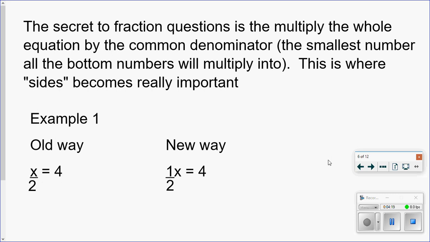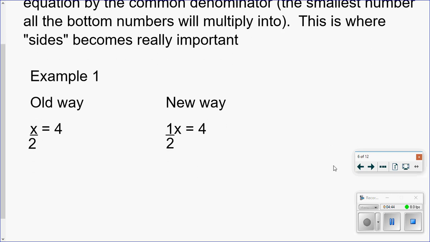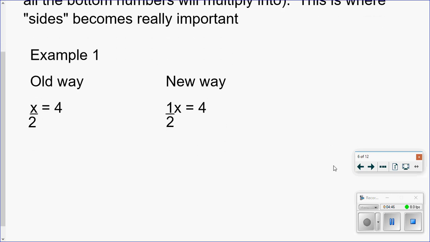Now, the secret to dealing with fractions is to make them stop being a fraction. And how we do that is by multiplying by the denominators. Now, you have to be careful about the signs. Not with this question, but the next question, we'll start dealing with why signs are important. But here, the old way, we look at the question, we go, well, it's x divided by 2, right? We would think of it like this. So we would turn around and multiply it by 2.